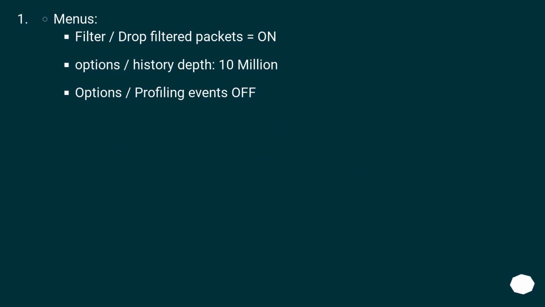Menus. Filter, drop filtered packets equals on. Options, history depth, 10 million. Options, profiling events off.